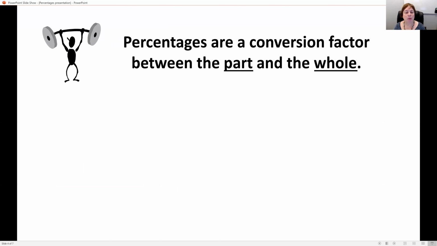All right, some quick reminders before we jump into our problem solving. Percentages are a conversion factor, and they relate the part and the whole. And you'll note our strong man is back over here, reminding us that this is a key point. This is something that's going to strengthen your foundation for problem solving. So if we can really get a hold of how to use percents as a conversion factor, we can put that in our toolbox and use it as needed in future problems.